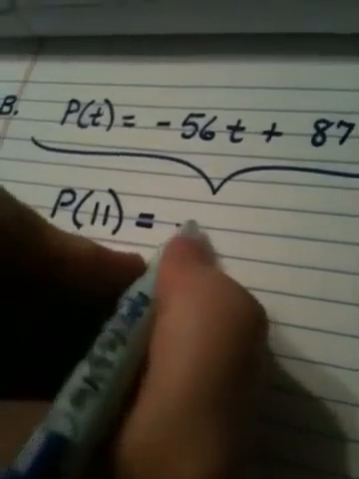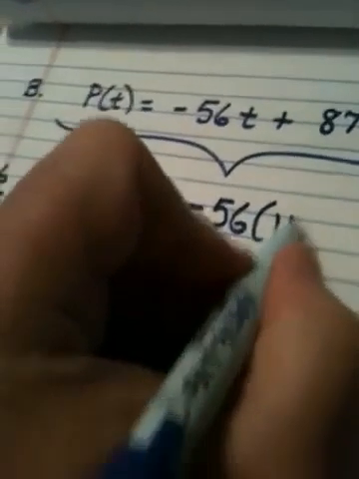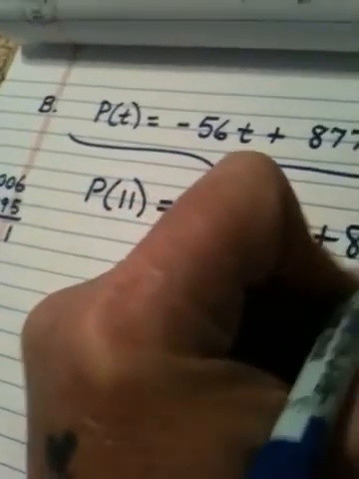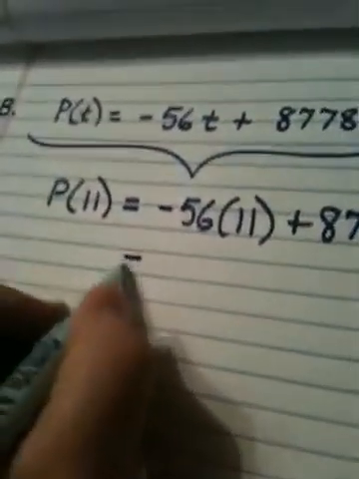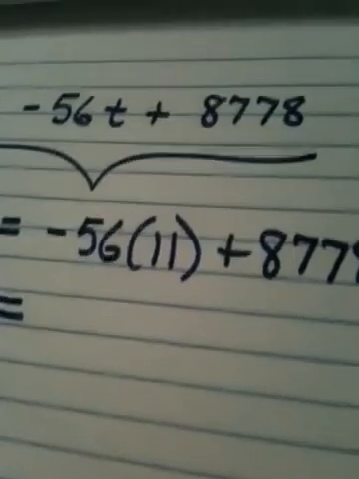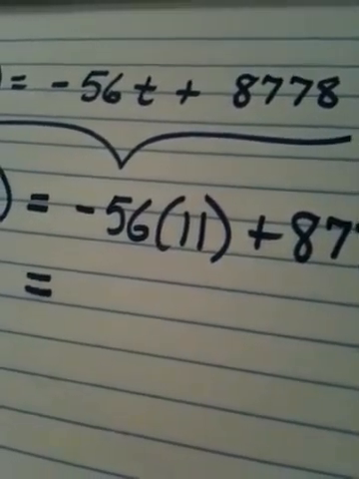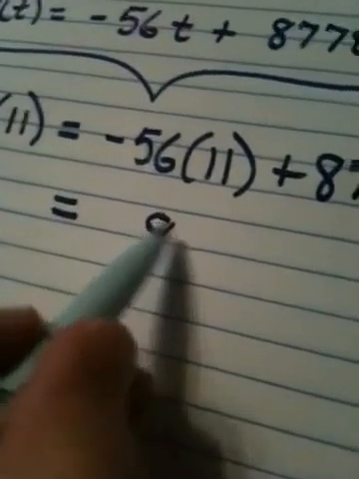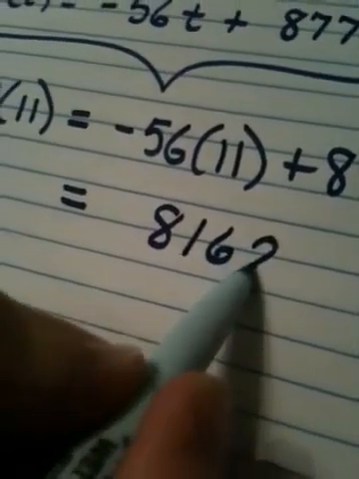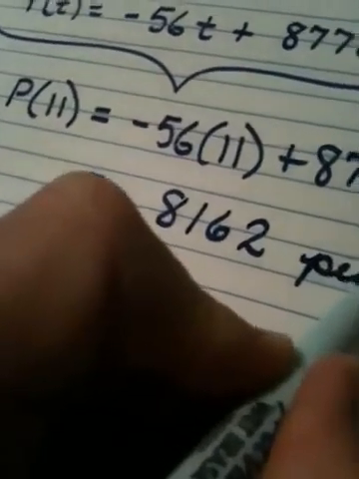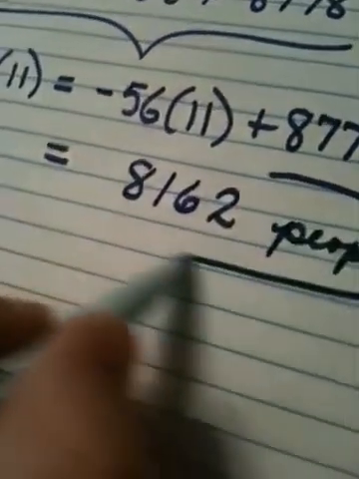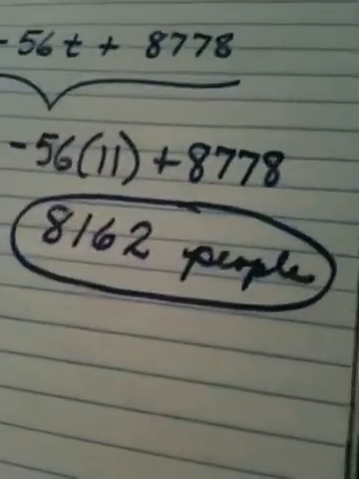And that gives me negative 56 times 11 plus 8778. I do that calculation on my calculator, and I come out with 8,162 people. And we're done.